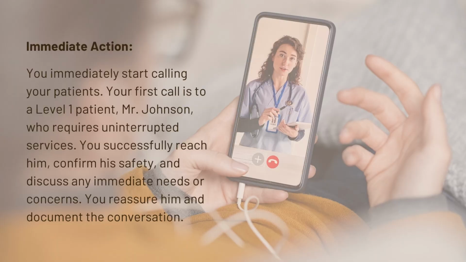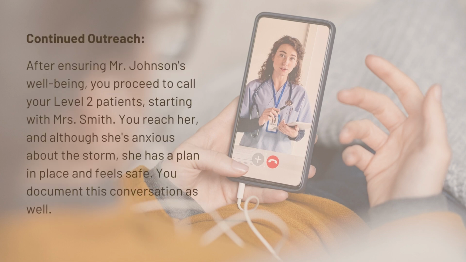You immediately start calling your patients. Your first call is to a level 1 patient, Mr. Johnson, who requires uninterrupted services. You successfully reach him, confirm his safety, and discuss any immediate needs or concerns. You reassure him and document the conversation.